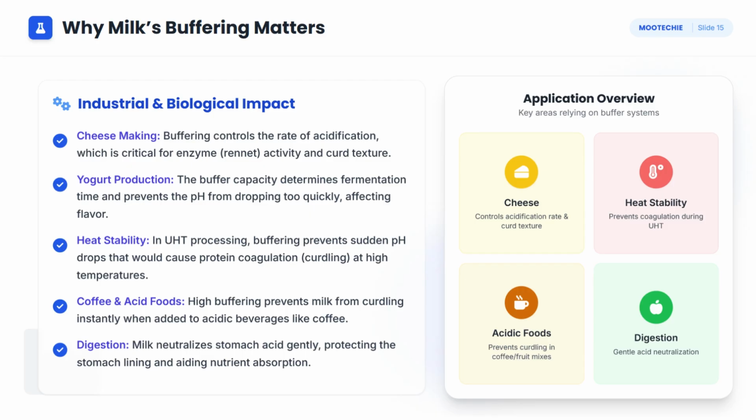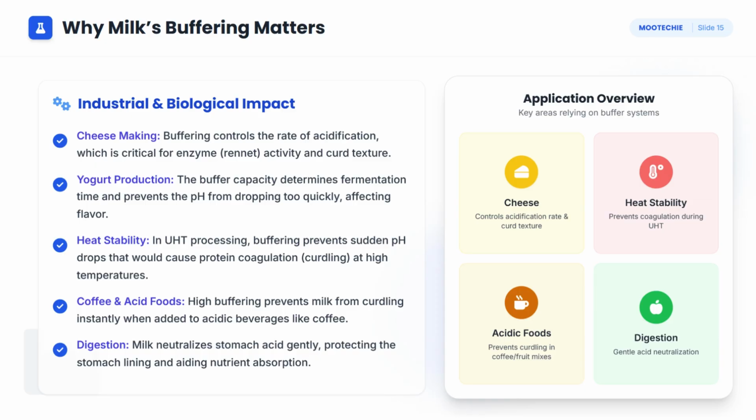For heat stability, in processes like UHT processing, buffering prevents sudden pH drops that would cause protein coagulation and curdling at high temperatures. With coffee and other acidic foods, high buffering prevents milk from curdling instantly when added. And for digestion, milk neutralizes stomach acid gently, protecting the stomach lining and aiding nutrient absorption.